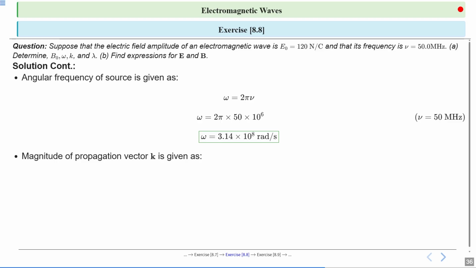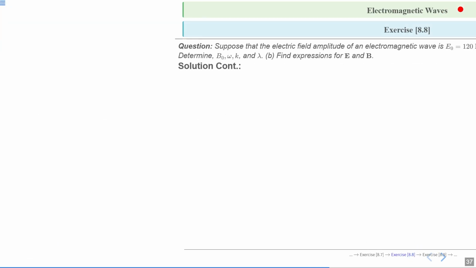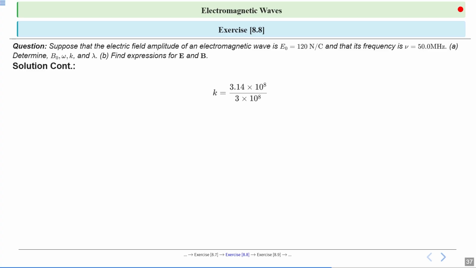Now the magnitude of the propagation vector k is known as the wave number, which is k equal to omega by c, according to NCERT equation 8.9a. After putting the value of omega and c, k is equal to 3.14 into 10 raised to 8 upon 3 into 10 raised to 8. After solving it, k comes out to be 1.05 radian per meter.